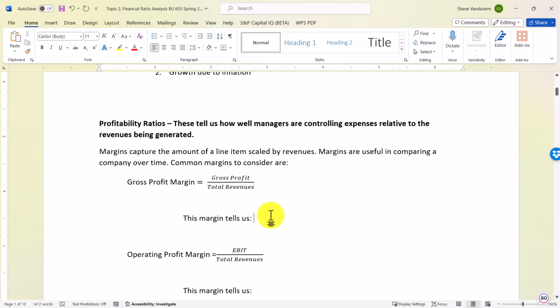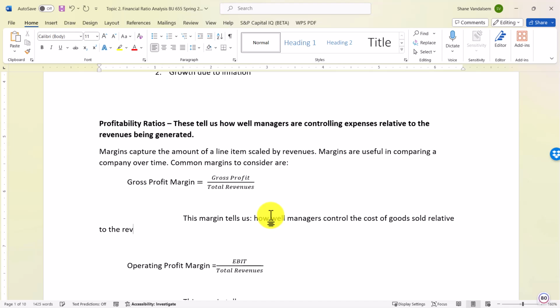So this margin tells us how well managers control the cost of goods sold relative to the revenues being generated. For a lot of companies, especially retailers, that cost of goods sold line is the number one expense that they're going to have. And so controlling that expense is very important.